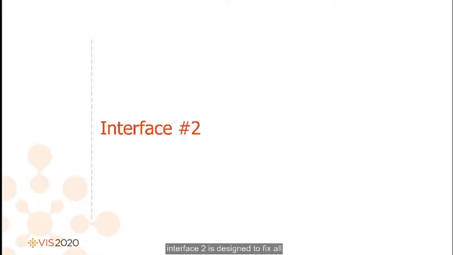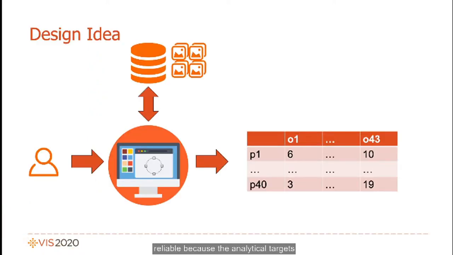Interface 2 is designed to fix all misclassified images, from which we expect to obtain reliable network data of the affiliation relationship between people and objects. The network needs to be reliable because the analytical target poses a tight constraint on our analytics, which is that the totem must be connected to exactly 8 people, no fewer, no more. So even a single incorrect connection between a person and an object, that is, an object that doesn't belong to a person being labeled as belonging to that person, can lead to incorrect analysis.